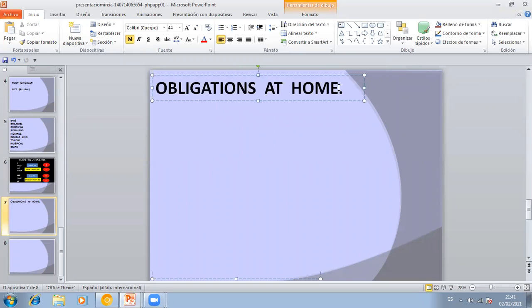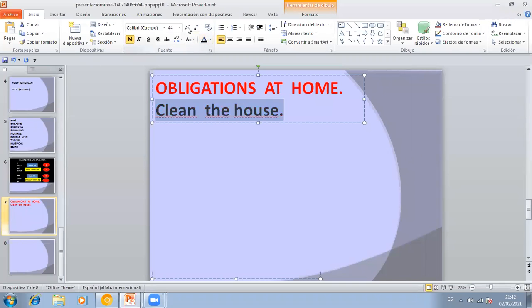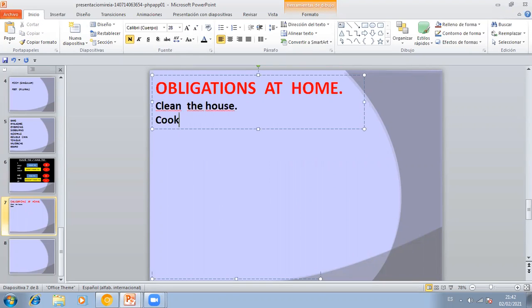Okay. For example, clean the house. Cleaning. Exactly. So we have wash the dishes. For example, we have clean the house. Cook. Like this. Another obligation, for example, is cook. Okay, as your classmates say, wash the dishes. What are other obligations? Wash the clothes. Exactly. Okay. Wash clothes. Like this. What is another obligation that we have, everybody?